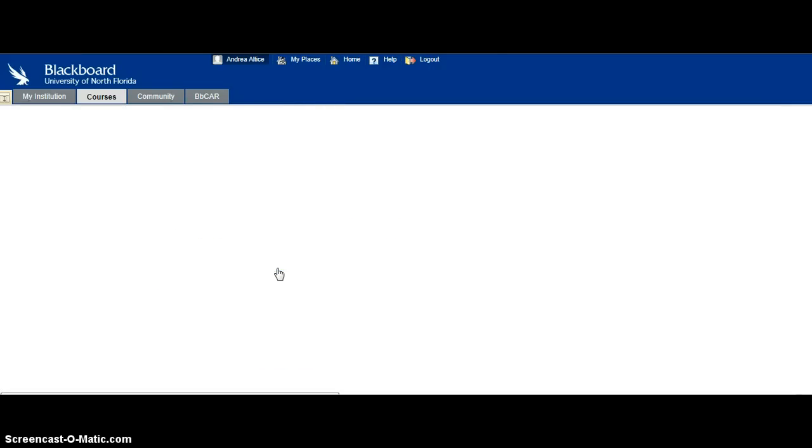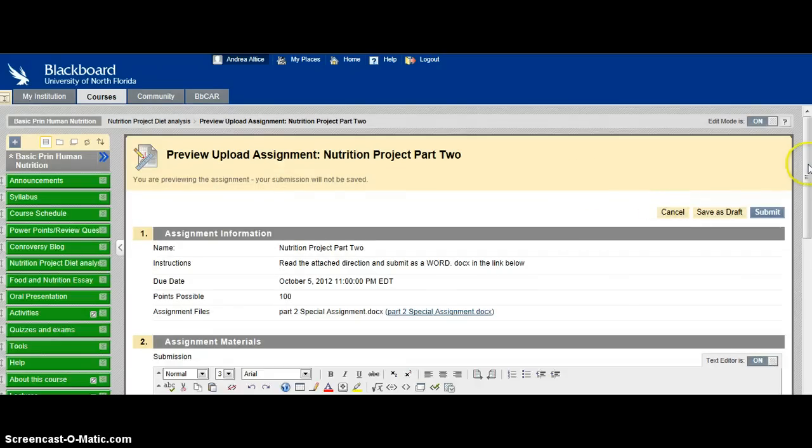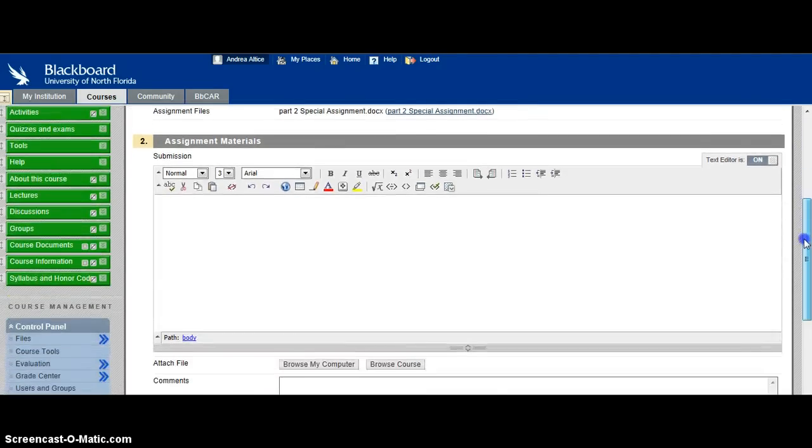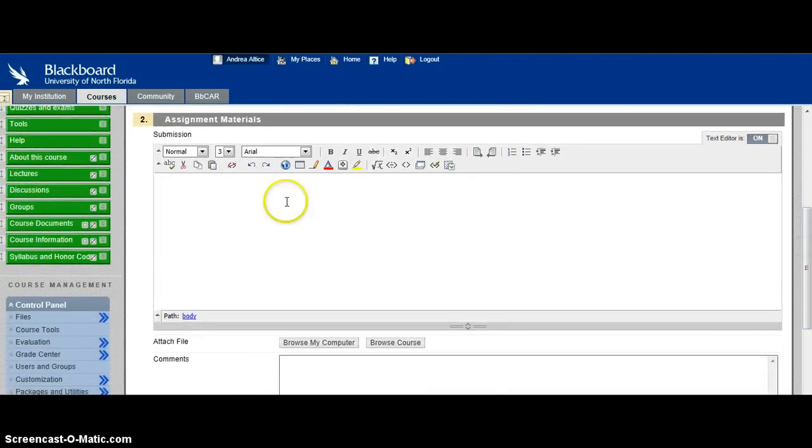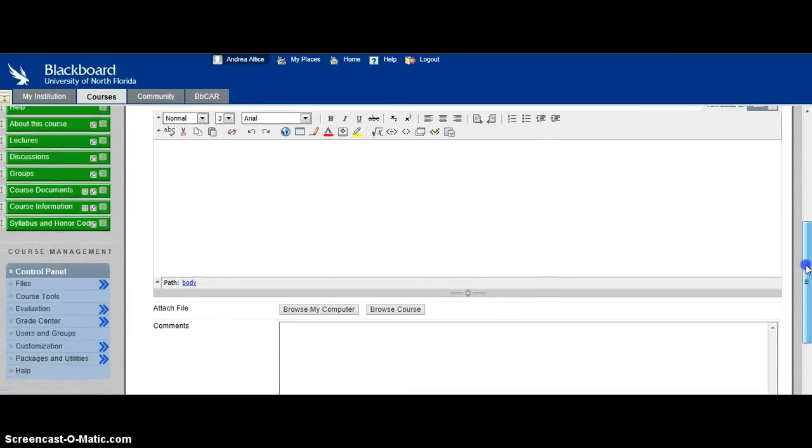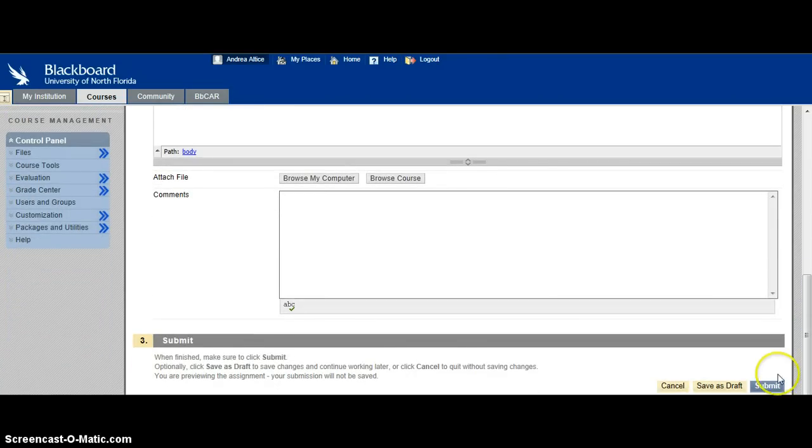So you have to go back on Blackboard, scroll down to where it says Nutrition Project 2, open it up, scroll down to where it says Assignment Materials. You're going to attach the file. You've got to first browse your computer, and if you saved it on your desktop or documents or whatever, attach your file right here. And last but not least, do not forget to hit the button Submit.